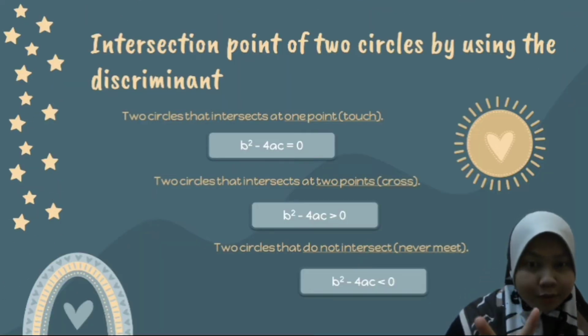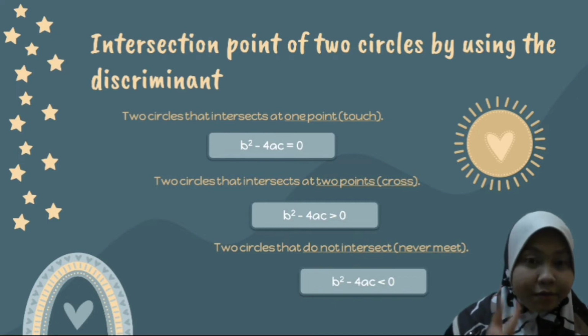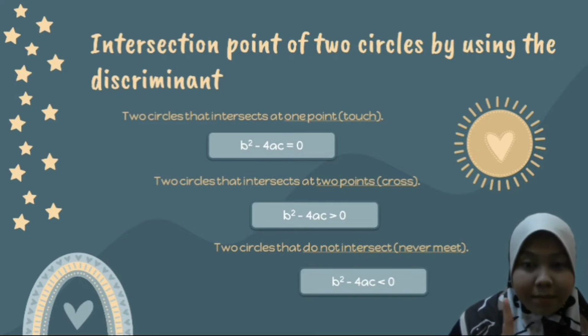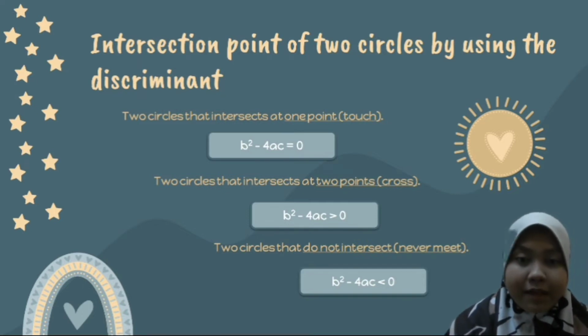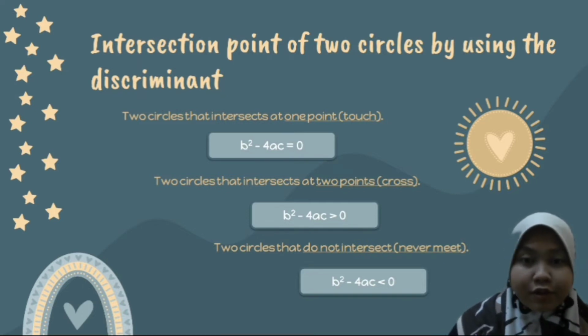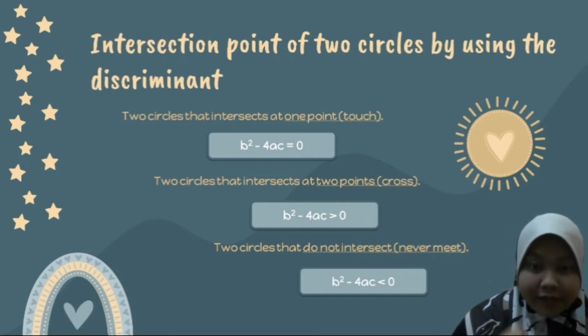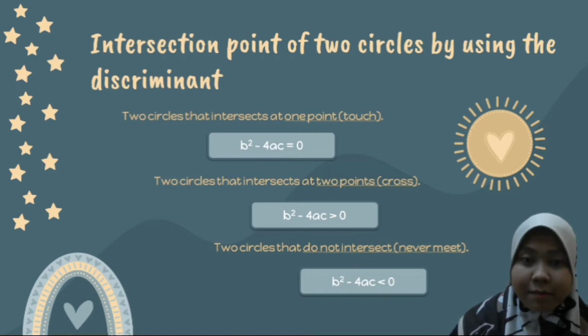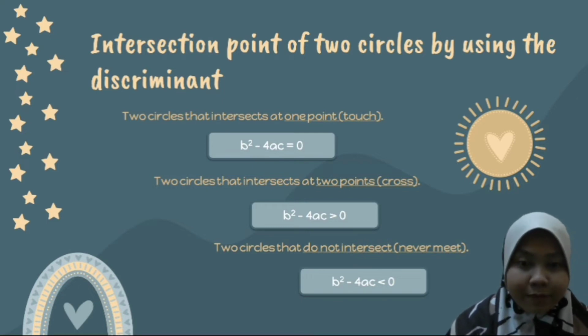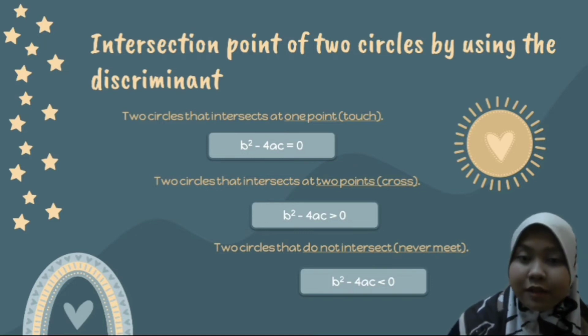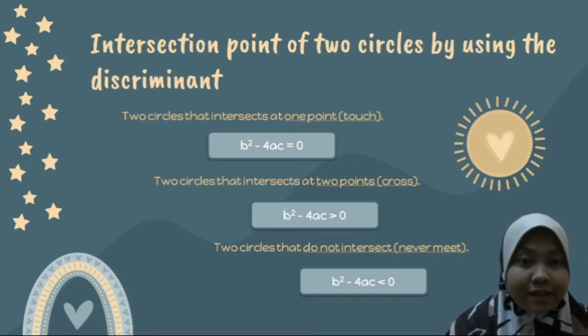There are two methods to find the intersection points of two circles. First is by using the discriminant. When two circles intersect at one point, we'll be using the formula b squared minus 4ac equals 0. Next, when two circles intersect at 2 points, we'll be using the formula b squared minus 4ac is greater than 0. Lastly, when the two circles do not intersect, we'll be using the formula b squared minus 4ac is less than 0.